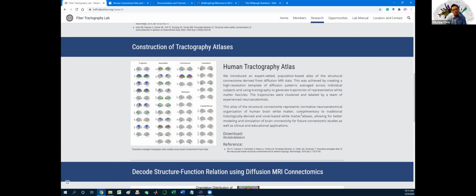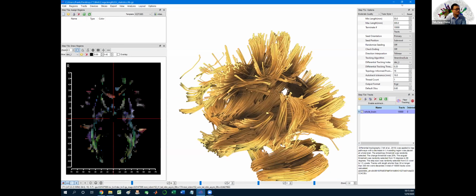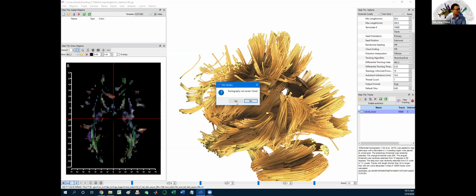Then the second focus in my lab is trying to build a template and also an atlas. So we want to know what's the standard floor plan of the human brain. What we have been doing is mapping young adults and different age groups from the Human Connectome Project. We try to see what the major pathways are. It's a heavy collaboration with neurosurgeons and neuroanatomists. So what we end up with is that we could average thousands of subjects together.